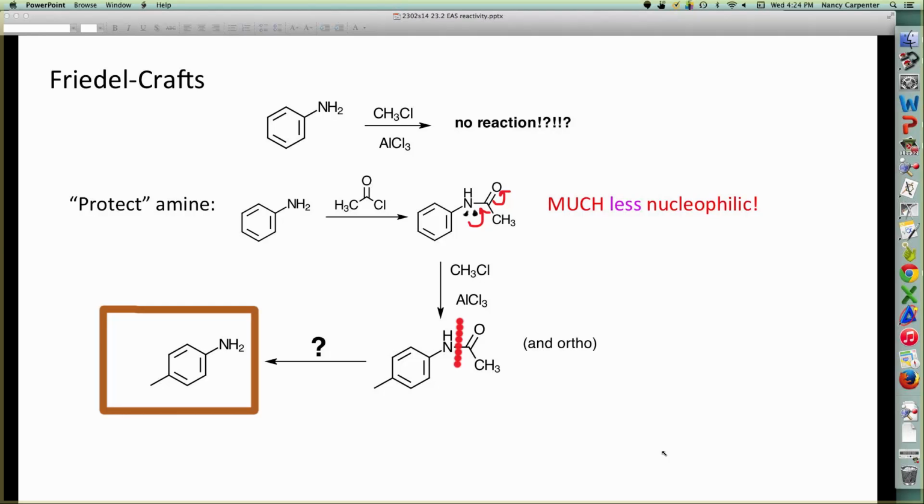And how do I do that? You guys remember tosic acid, H2O, maybe a little reflux, and that will not give you this product. What else do you need to do to get to the aniline? Hint, hint, it has to do with acid-base chemistry.